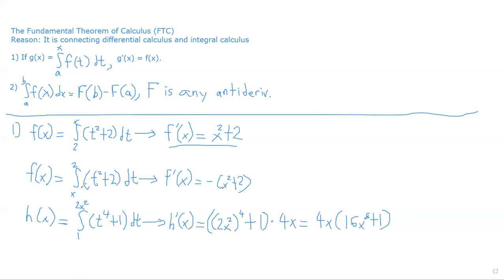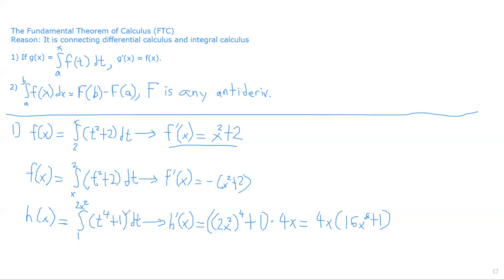So basically, if it's x, you can just directly substitute x for t. If it's not just x, then you have to substitute this expression inside t and then use the chain rule and find the derivative of this top integrand.